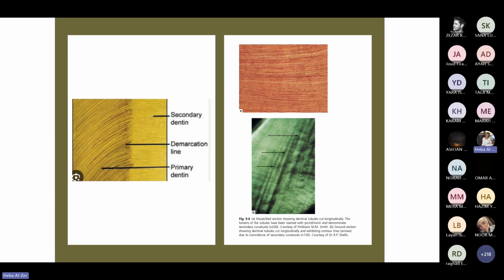So this is primary dentine and this is secondary dentine. And this line formed between them is called contour line of Owen. Also, these are the dentinal tubules with the small secondary curvatures inside. And when these secondary curvatures coincide with each other like this, see? They make what we call secondary line of Owen.